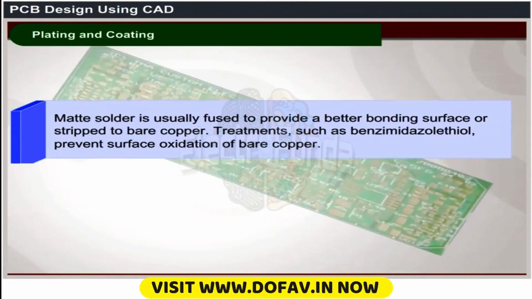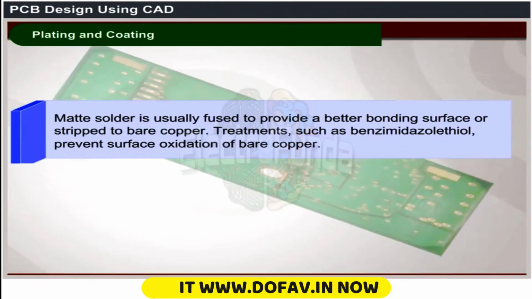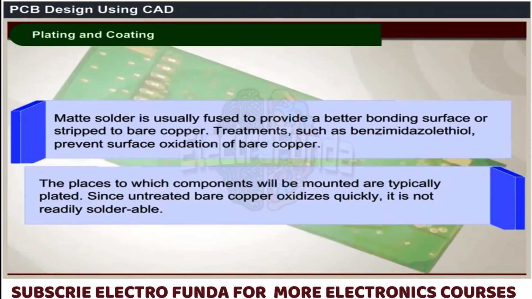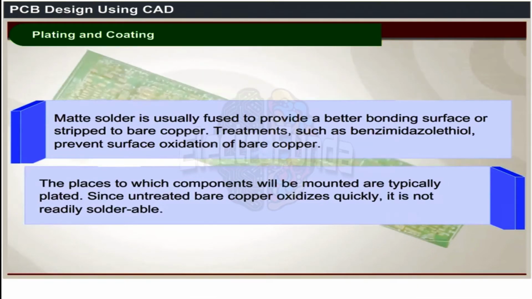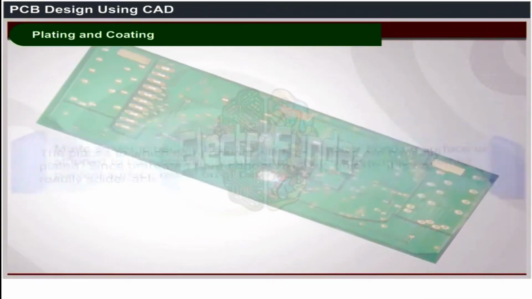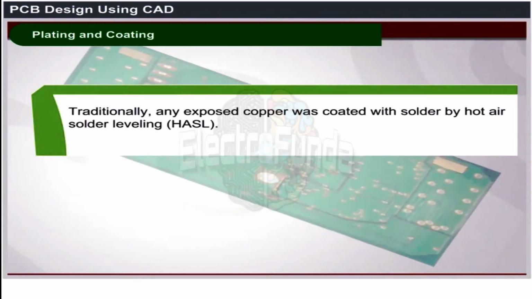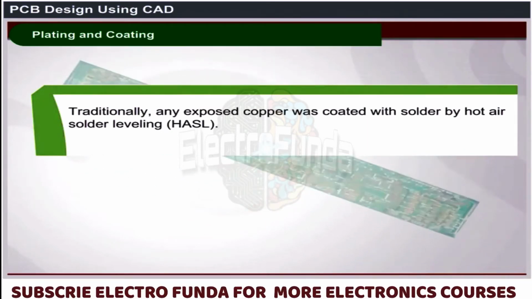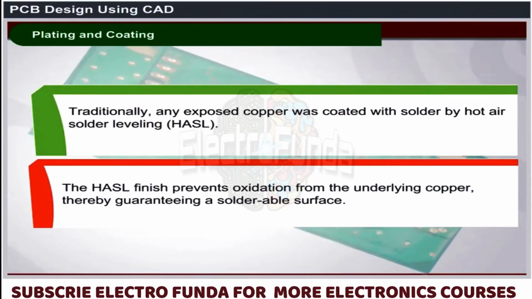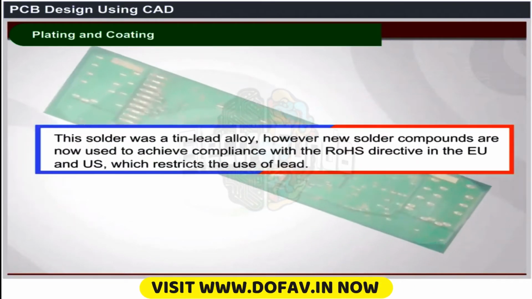Treatments such as benzimidazole thiol prevent oxidation of bare copper. The places to which components will be mounted are typically plated because untreated bare copper oxidizes quickly and therefore is not readily solderable. Traditionally, any exposed copper was coated with solder by hot air solder leveling (HASL). The HASL finish prevents oxidation from underlying copper, thereby guaranteeing a solderable surface. This solder was a tin-lead alloy.